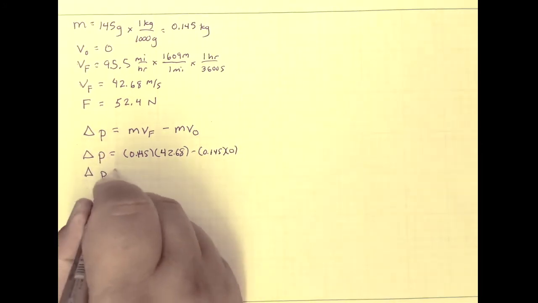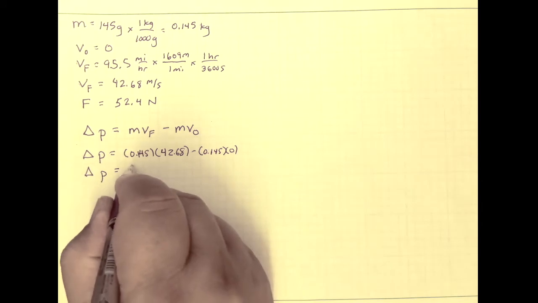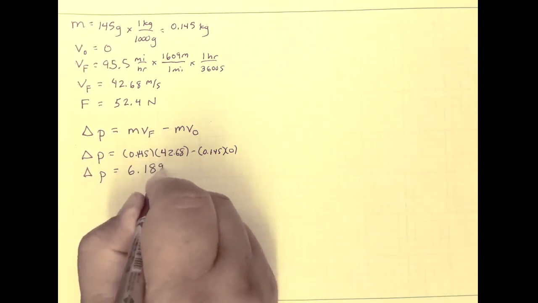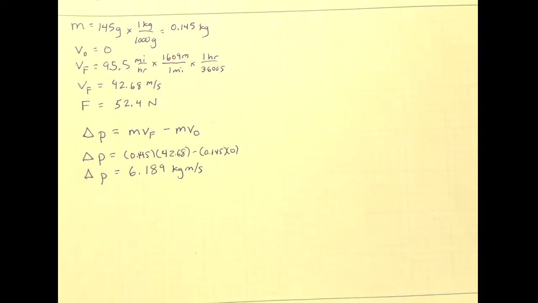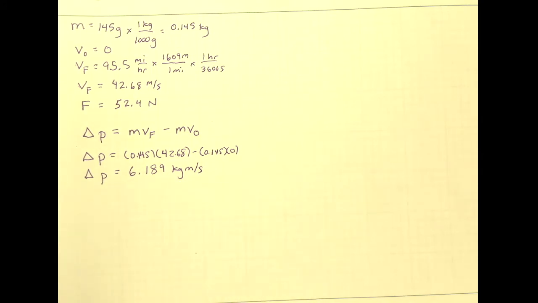This gives us a change in momentum of 6.189 kilogram meters per second. Notice the unusual units on momentum. Also notice we are keeping an extra figure here. This problem has 3 significant figures, but we're keeping this extra figure for future calculations. We would report this as a change in momentum of 6.19 kilogram meters per second.